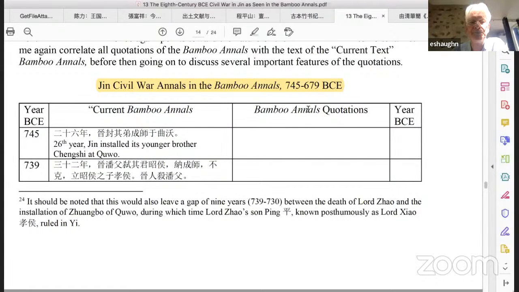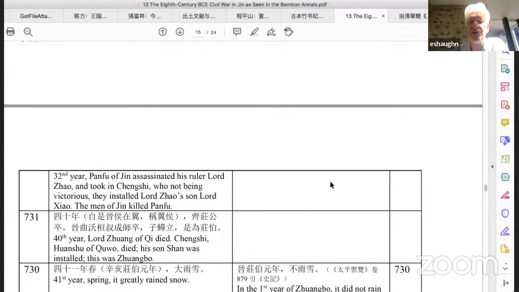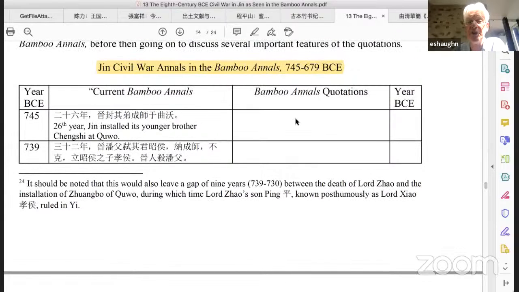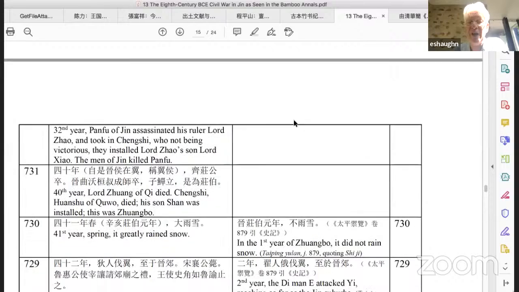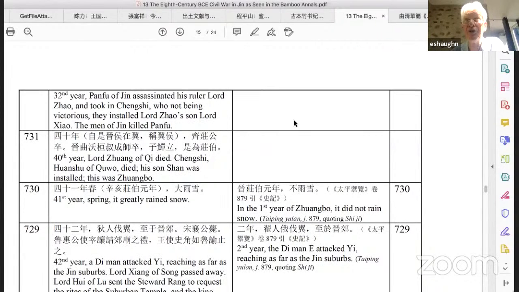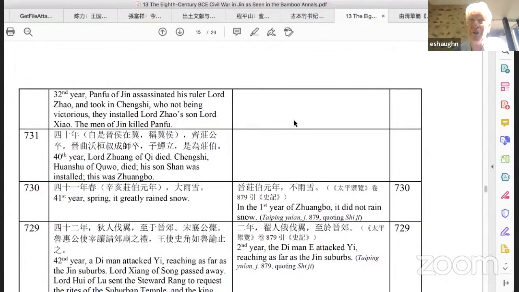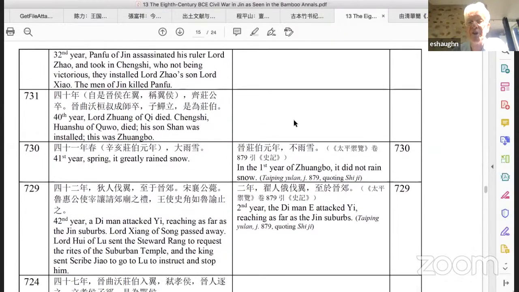But what we'll find is that for the first 15 years after Jin Wen Hou, first of all, there are no quotations of Jin Wen Hou, with the exception of that one that I pointed to, which is problematic. But thereafter, there are no quotations. In fact, there are no quotations dated to Zhao Hou or Xiao Hou or any of the other mainline lords of Jin who were in the capital at Yi. In fact, all of the quotations thereafter are given in the lords of Quwo.